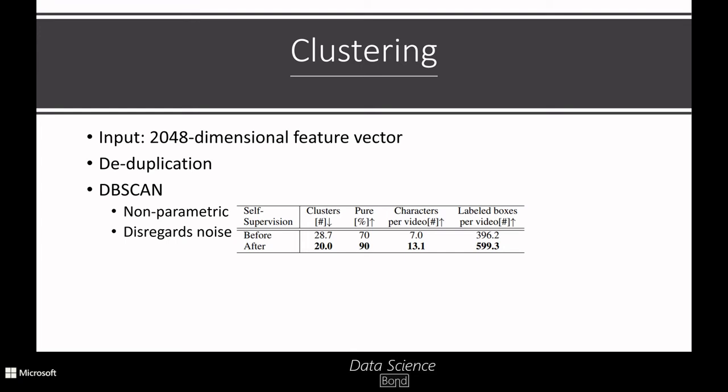Here we can see the effect of the self-supervision on clustering. We can see that for the same data set across our evaluation data set, we get fewer clusters to represent more characters. And on top of that, 90% of the characters of the clusters are totally pure, which is something that we want. And the overall number of labeled bounding boxes, given that we label those clusters, is 50% larger.